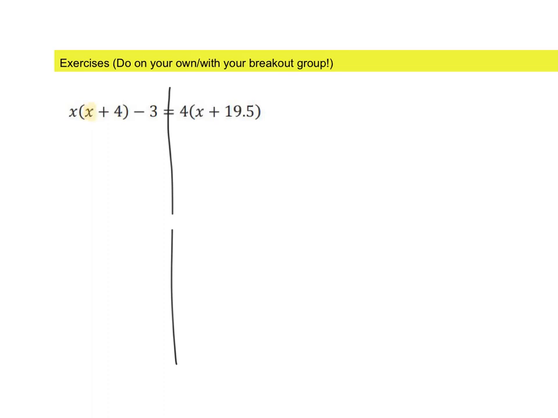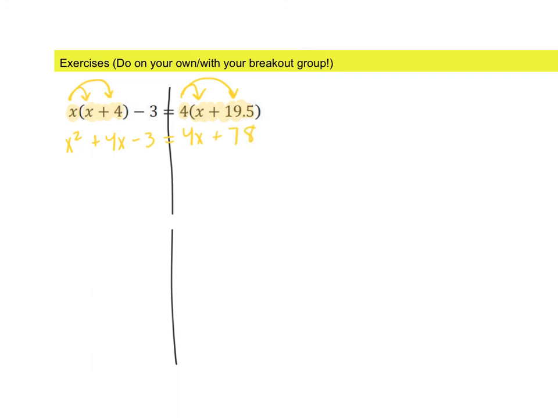All right, the first thing I did was I looked at my parentheses and I saw I can't combine anything within them. But both of these sets are being multiplied, so I can distribute. So on this side, x times x is x squared. x times 4 is 4x. Everything stays the same. On this side, 4 times x is 4x. And 4 times 19.5, I'll do that in my calculator. 19.5 times 4, that is 78.